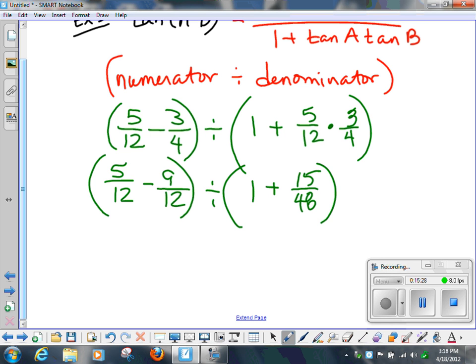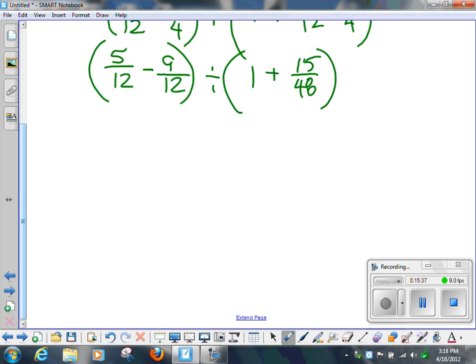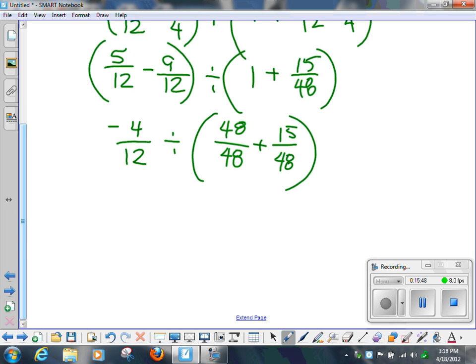Do you guys agree with that? Yeah? All right, keep going. With me so far? You see what I'm doing? We got negative 4 over 12 divided by 48 over 48 plus 15 over 48. Why did I do that? Because it's a 1. Got to have like denominators. 48 plus 15 is what? 63 over 48.